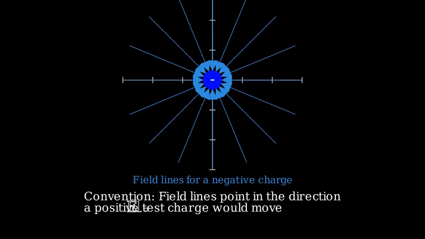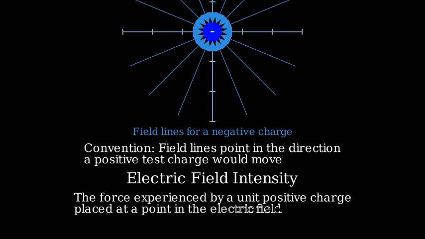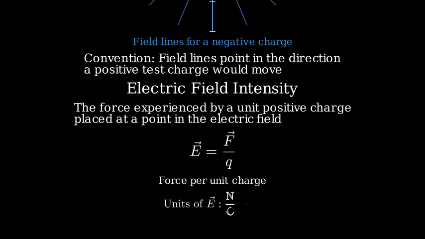Now, let's talk about electric field intensity. Electric field intensity, denoted by E, is defined as the force experienced by a unit positive charge placed at a point in the electric field. Mathematically, it's expressed as E equals F over Q, where F is the force experienced by a charge Q. The SI unit of electric field intensity is Newton per Coulomb, N/C, which is equivalent to volt per meter, V/m.